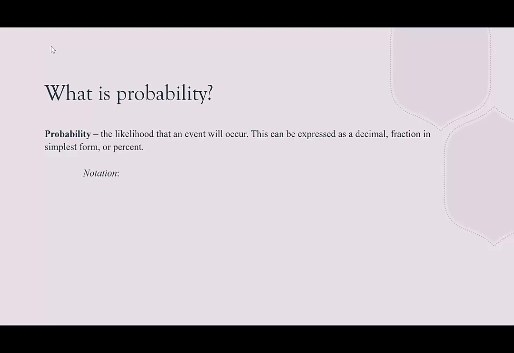The notation for probability, we say P of the event. So this is a function notation. If you've taken an algebra course, the P means probability of, and then inside the parentheses, we somehow label the event. We usually use a capital letter, but if we need to, you can write a whole word.